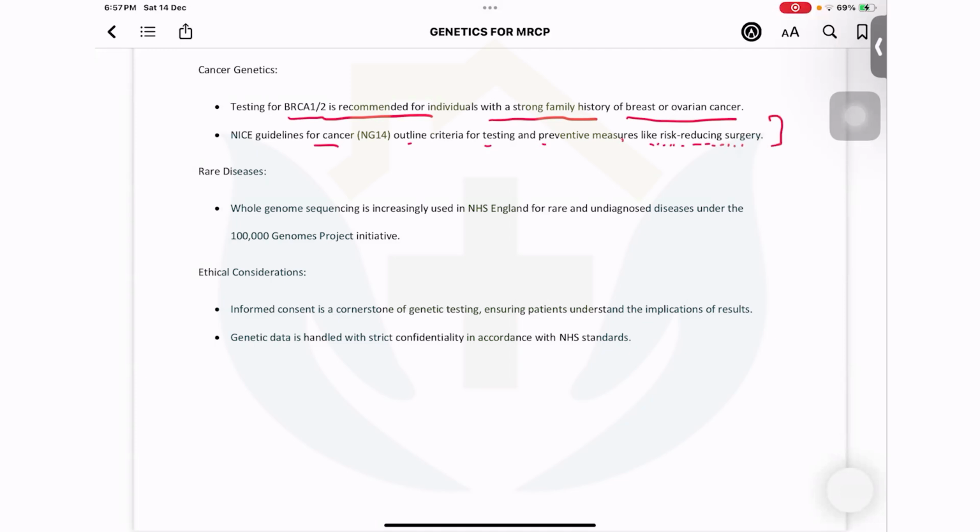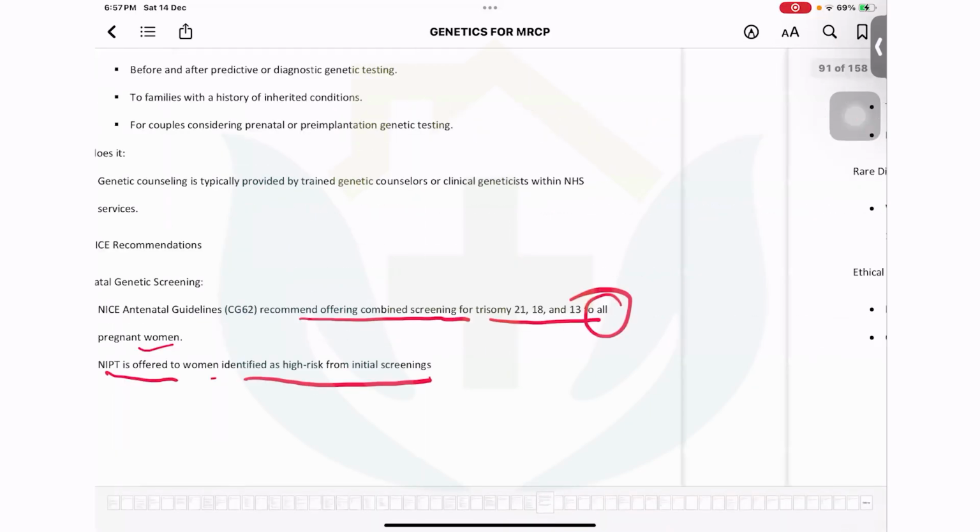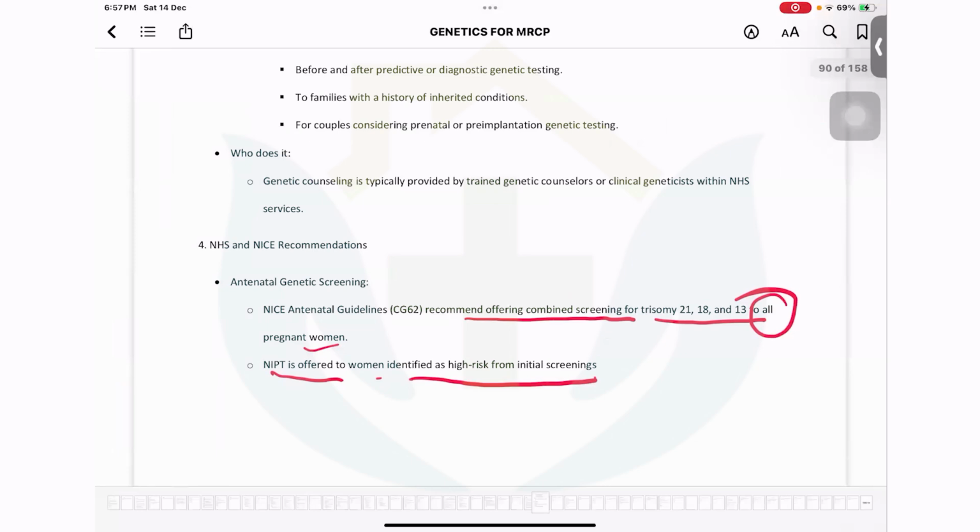Sir, what did you say about trisomy? Can you please say it again? The last page. Yeah, for trisomy 13, 18, 21, you need to screen all the pregnant women. All.